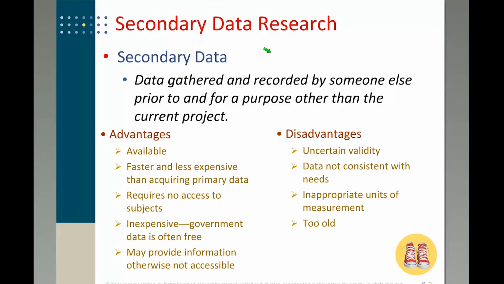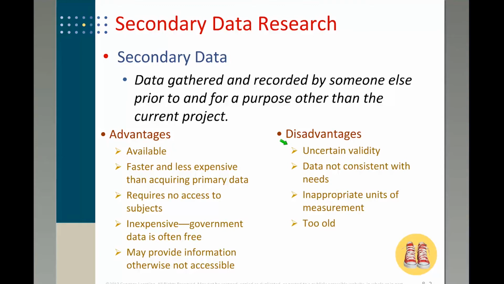Secondary data may also provide information otherwise not accessible, and this is because sometimes data can be confidential or sensitive, and there might be a company or organization that specializes in collecting data, and after collecting sensitive data, they could modify the data to get rid of the sensitive part and only keep the part that can be made available to the public.